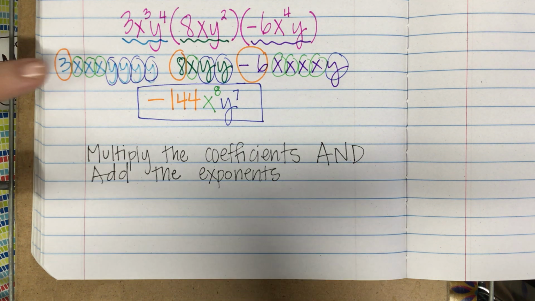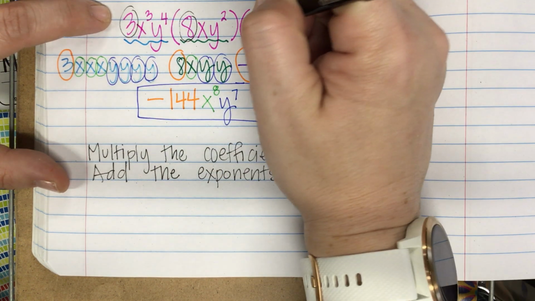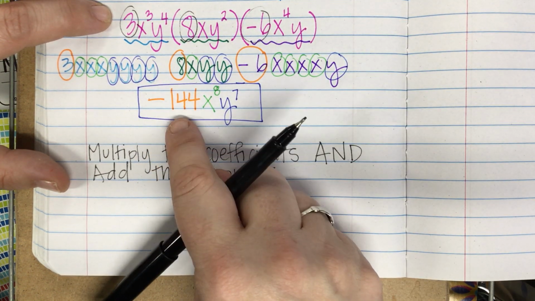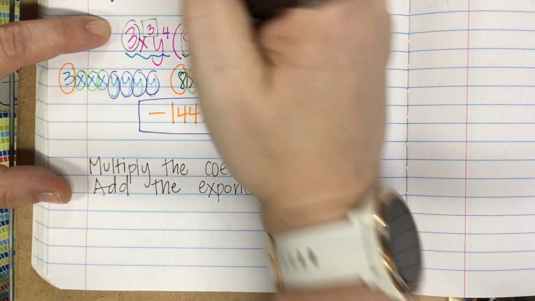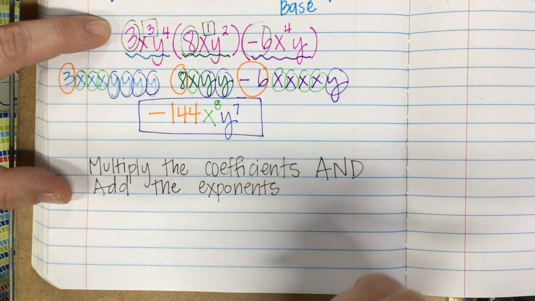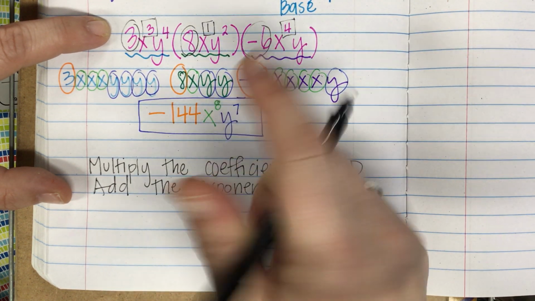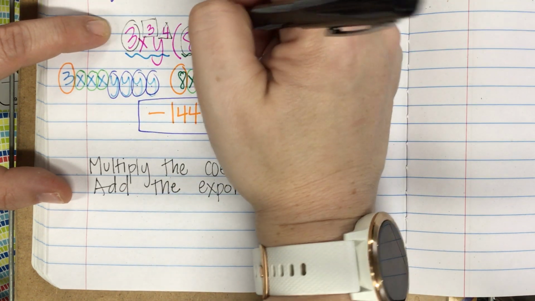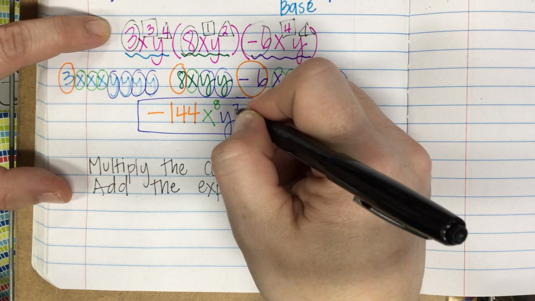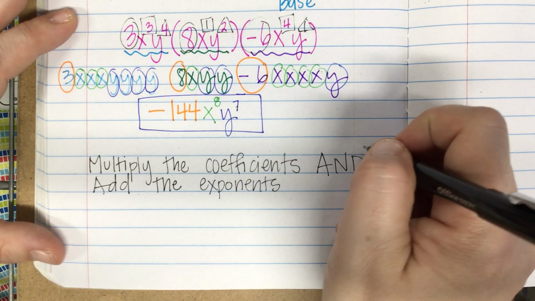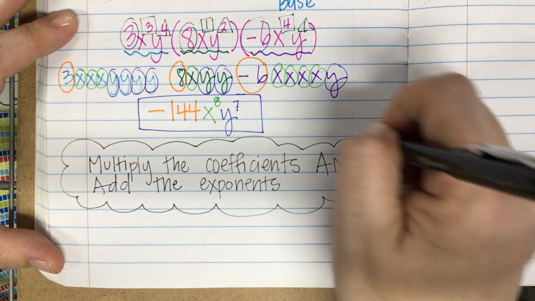And if you look, 3 times 8 times negative 6 gives me negative 144. 3 plus 1 plus 4 makes 8. And 4 plus 2 plus 1 makes 7. So that's why the rule works.